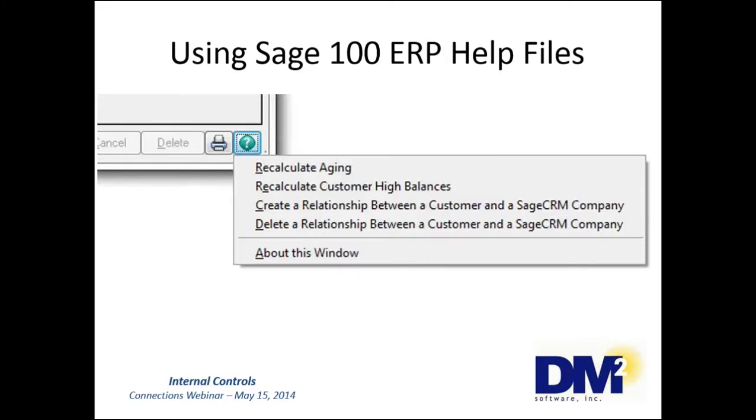Sage 100 ERP help files can be used as a basis to develop your process documentation. In the screen here, I click on the question mark button on the lower right hand of the screen, and I have several popular options listed. If none of these options fits my need, I can click on About This window.